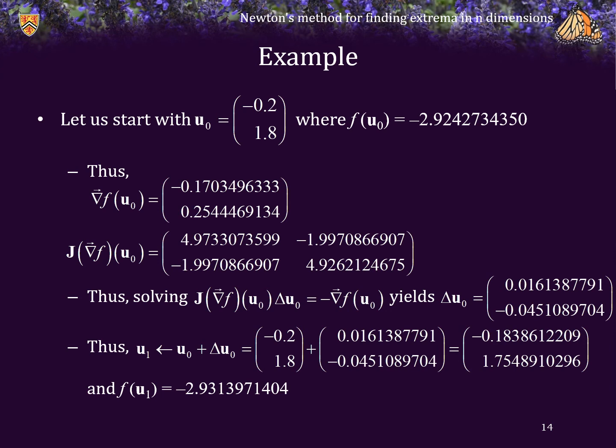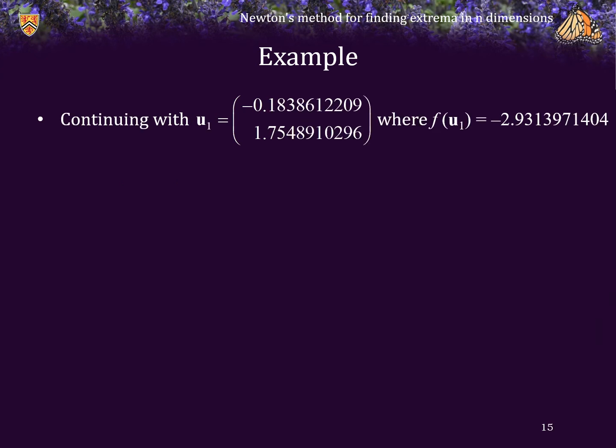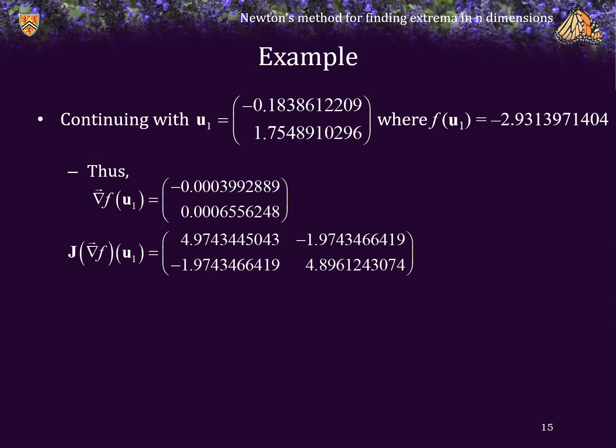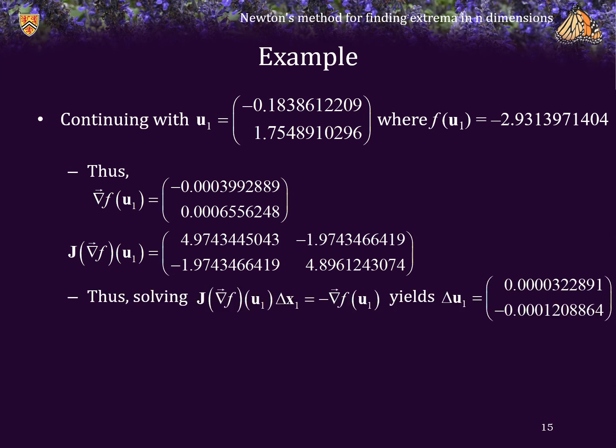And if we evaluate f at this new vector, we get negative 2.931 instead of negative 2.924. So again, we seem to be moving towards a minimum. Continuing, we can take this point and there's the value that we just calculated, and we can calculate the gradient at this point and the Jacobian. We can solve the Jacobian times delta u1 equaling the negation of the gradient, and that yields this delta u1.